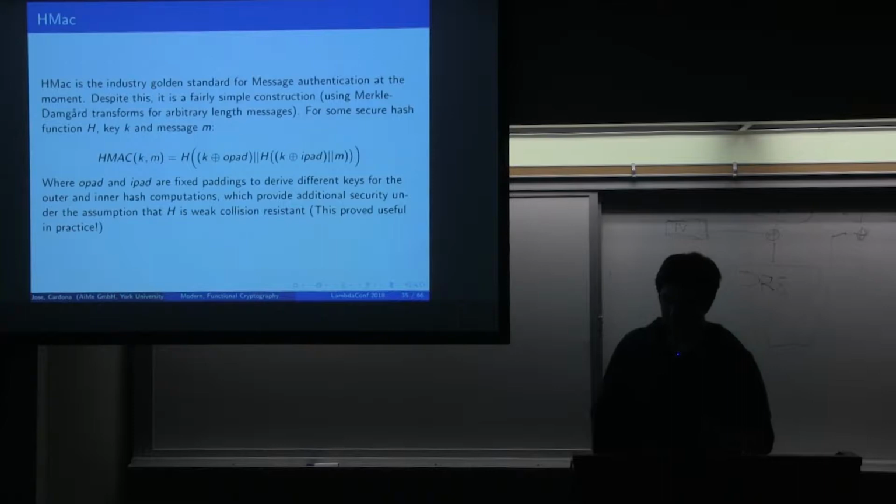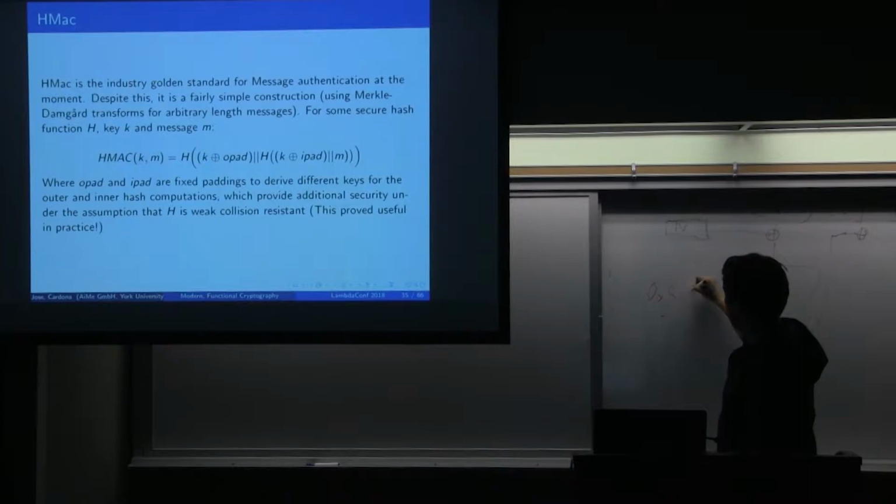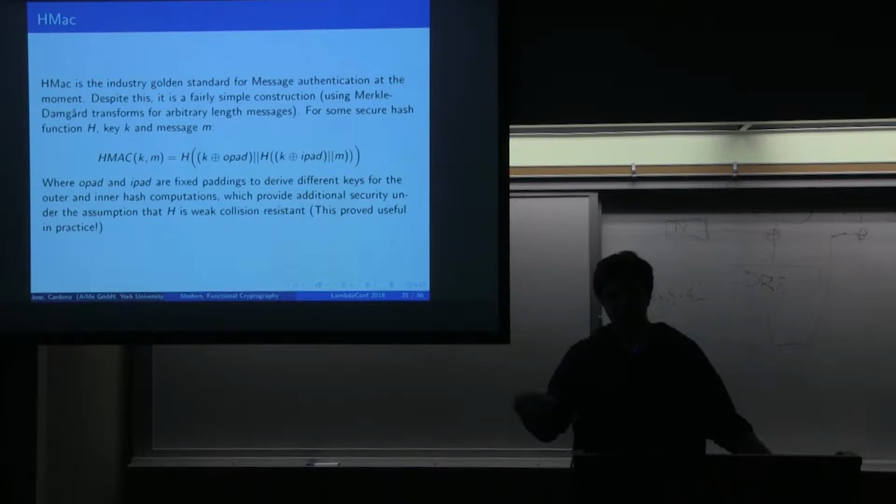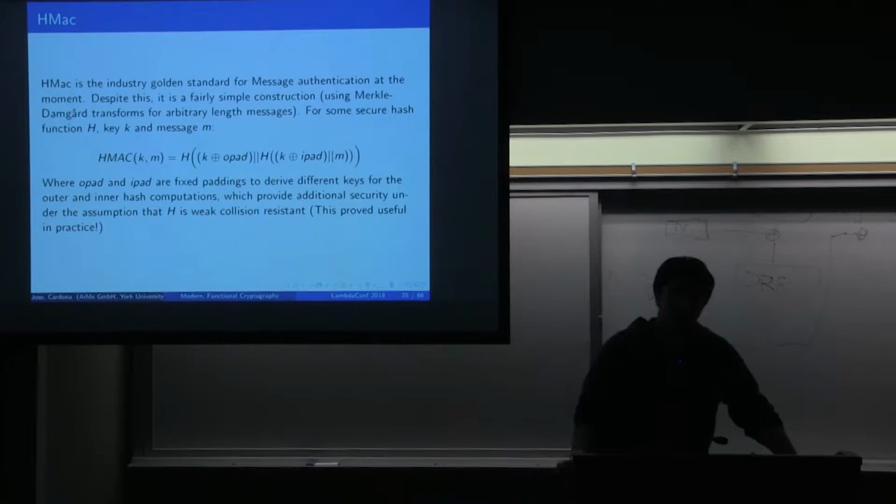OPAD is just a fixed length, something like 0x5c5c5c. It's as long as the key. And then you XOR that, so the OPAD and the key are XORed. And then you concatenate it with the result of the hash of the key, XORed with a different padding, concatenated with the message. Now, this might look a little bit confusing at first, why there are two pads, right?